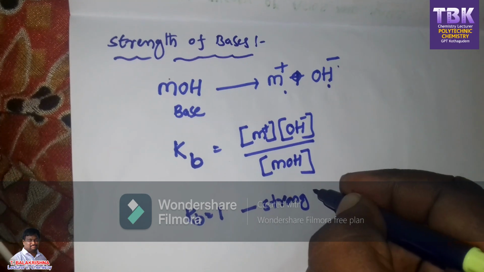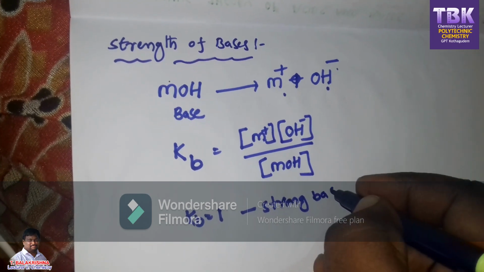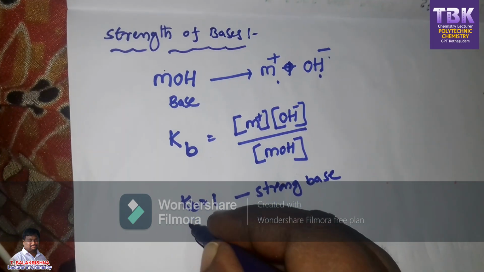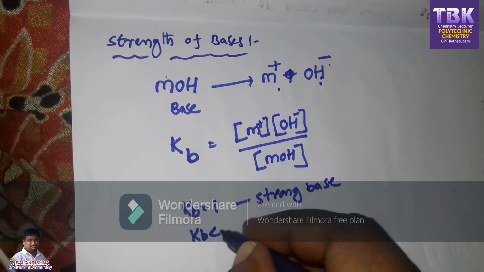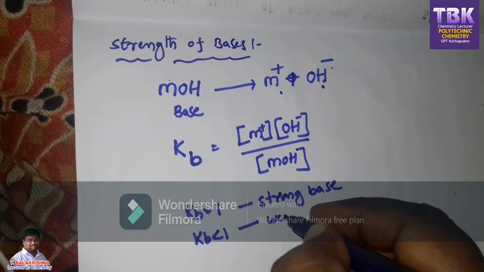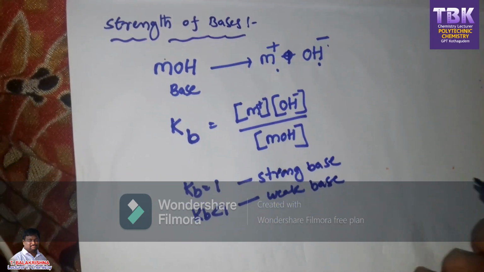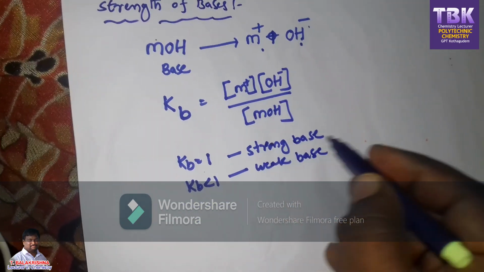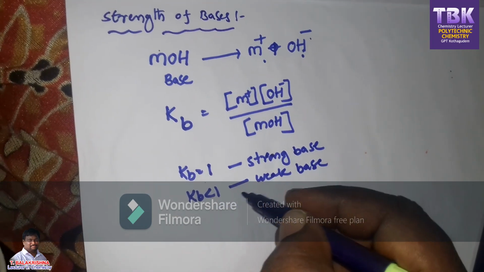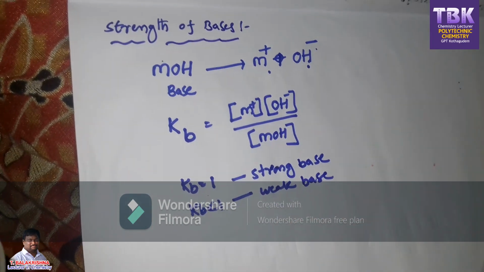The base which has a Kb value equal to 1, that is a strong base. The base whose Kb value is less than 1, that is a weak base.